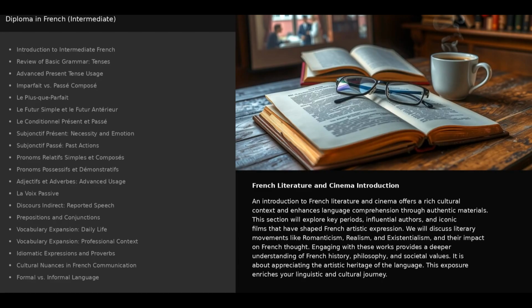We will discuss literary movements like Romanticism, Realism, and Existentialism, and their impact on French thought. Engaging with these works provides a deeper understanding of French history, philosophy, and societal values. It is about appreciating the artistic heritage of the language. This exposure enriches your linguistic and cultural journey.